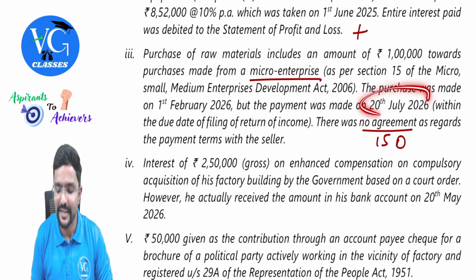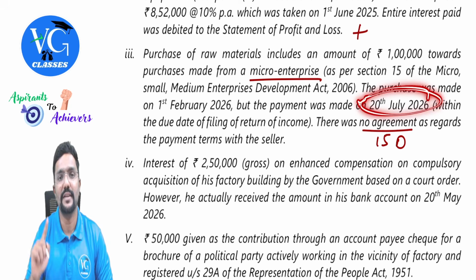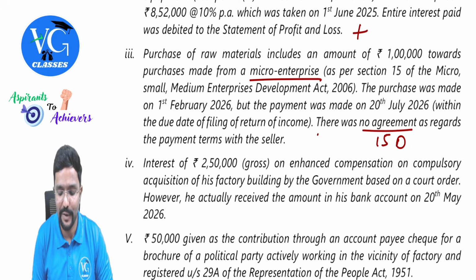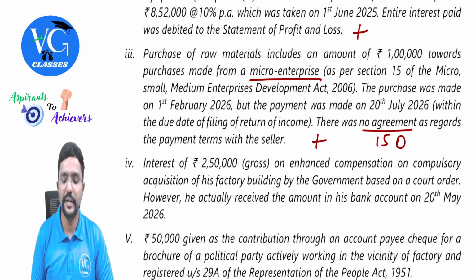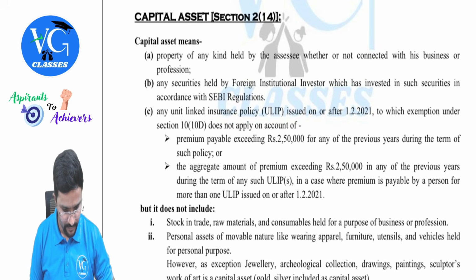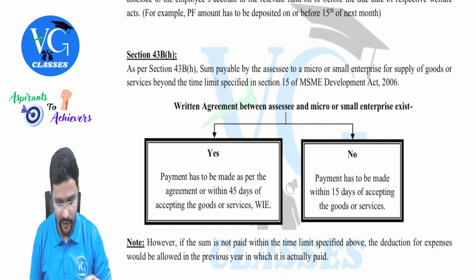But what is the year of payment? The financial year 26-27. That is the next financial year. So can we claim it in the current year? No. We need to add it back. I will just show that provision in the PGBP chapter, 43B. You can just come to 43B.